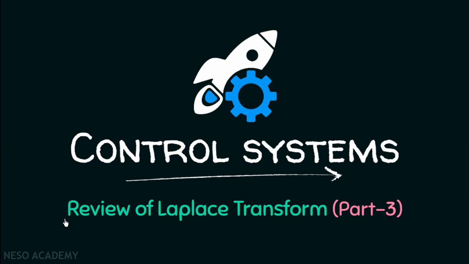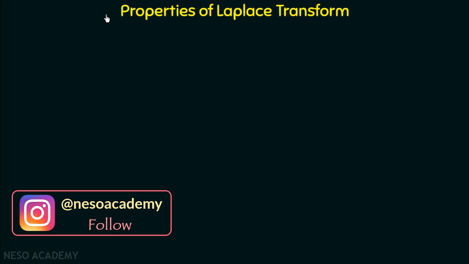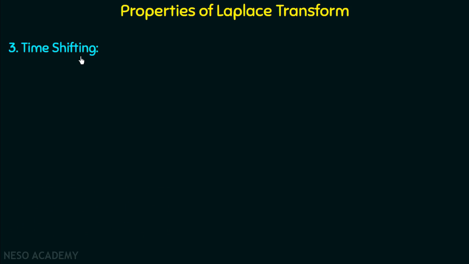In this presentation we are going to have the review of Laplace transform part 3. And in this presentation we are going to continue our discussion on the properties of Laplace transform. So let's get started. In the previous lecture we have already discussed two properties of Laplace transform. One was the linearity property and the other was the time scaling property. Now in this lecture we are going to have our third property, which is the time shifting property.